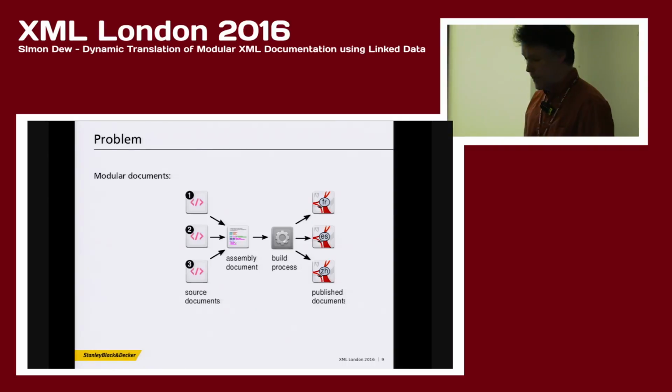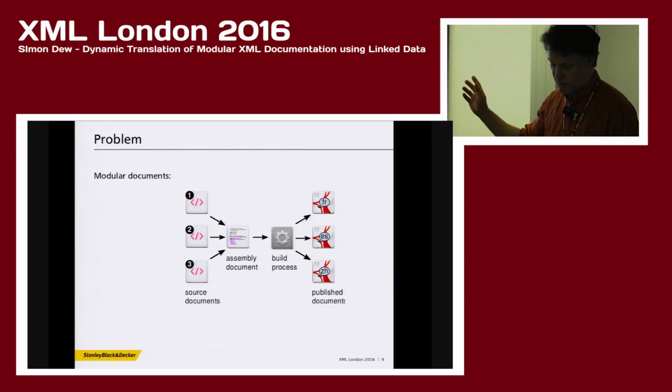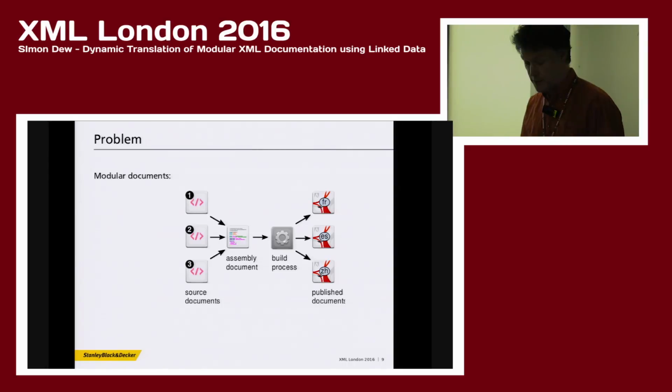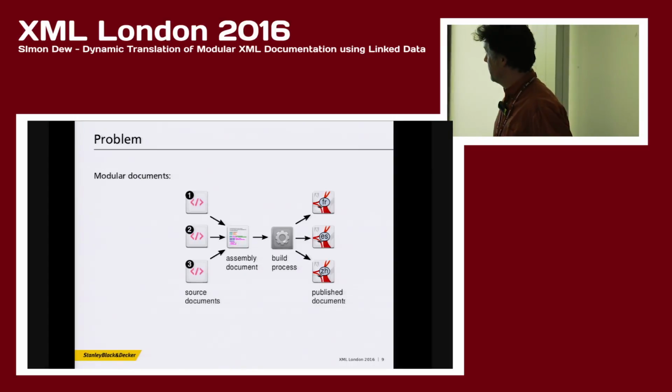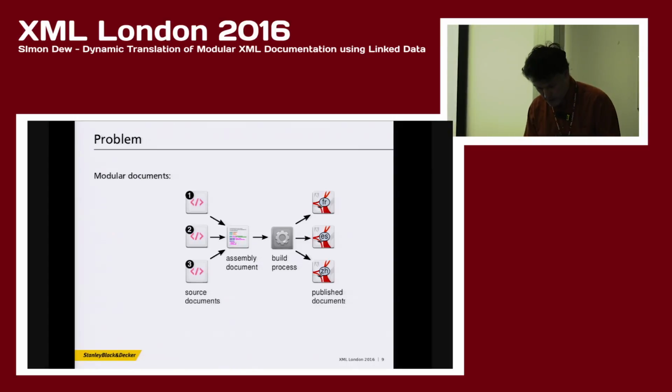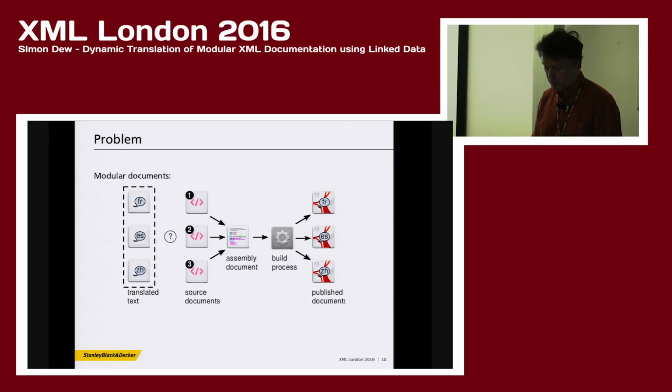In other words, documents were built at publication time from several different source files which are transcluded into the main assembly document. And some of these source files might be stored remotely from the assembly document. So the problem is, how does your build process, your dynamic publication process, know where to find the correct translation for every single translatable element in the assembled document?